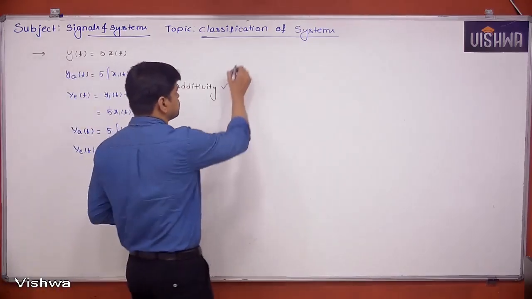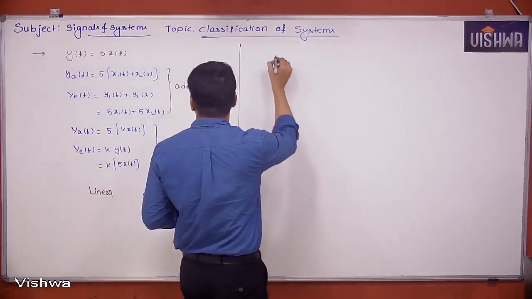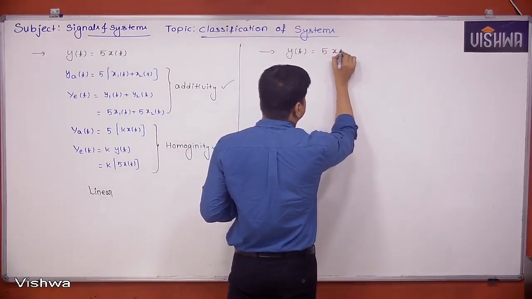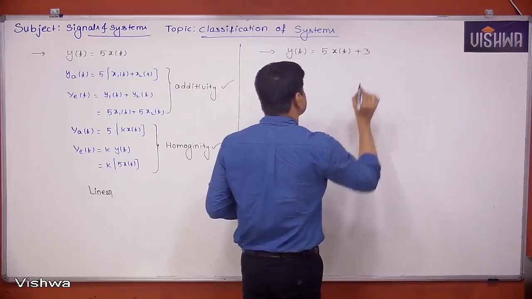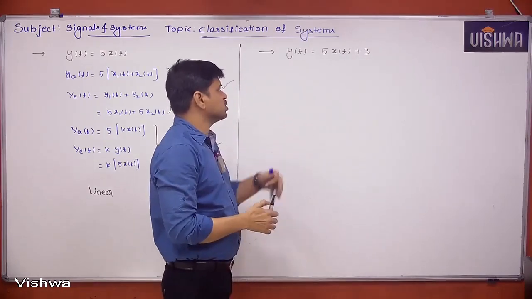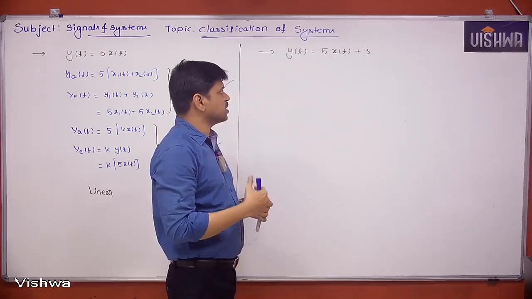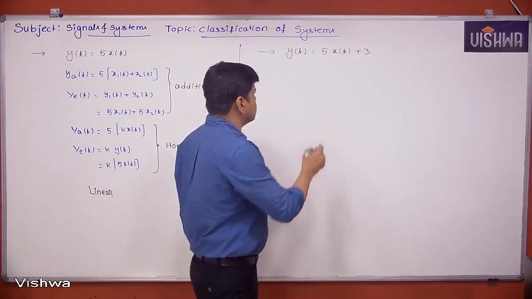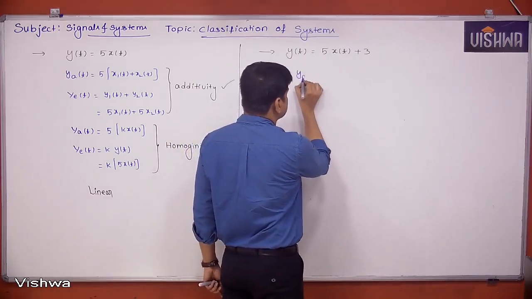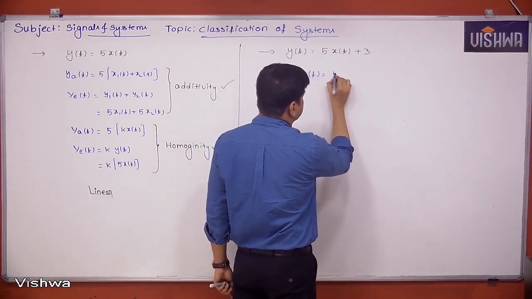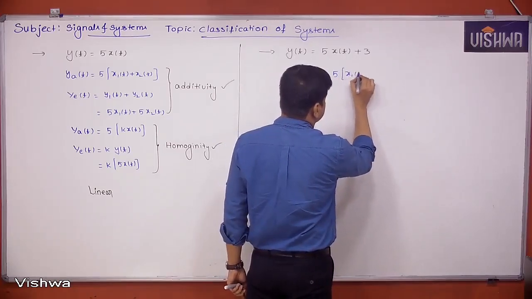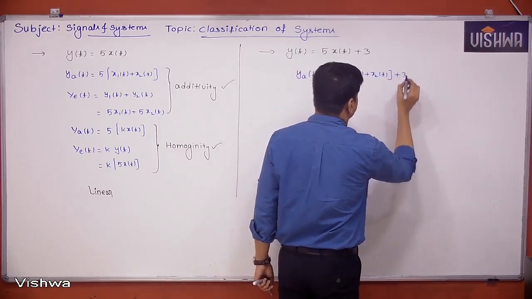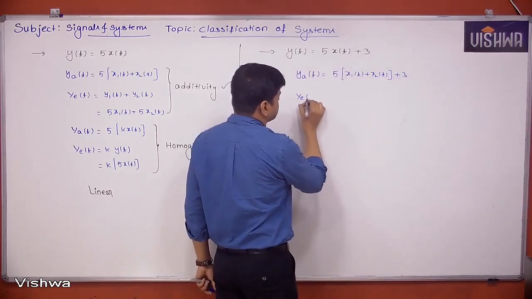Next, y of t is equal to 5x of t plus 3. In 2018, this question was given. We have to see which one is a non-linear system. So this is a non-linear system. How is it going to be non-linear? Let's check it out. Actual output for additivity principle, wherever x is there, that has to be replaced with x1 of t plus x2 of t, plus 3.